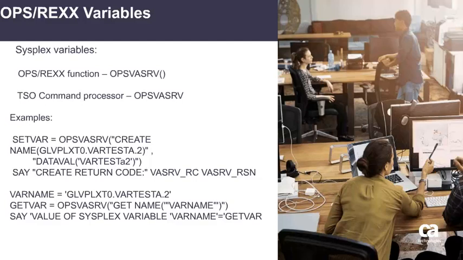Sysplex variables are implemented by the CA Common Services Common Variable Service, CA VARSERV. Access to sysplex variables is provided by the CA Ops MVS Ops REXX function and command processor OPSVARSERV. Several function options exist for OPSVARSERV to create, delete, and manipulate sysplex variables. The OPSVARSERV function can only be used in the following Ops MVS rule types: API, REC, and ARM.